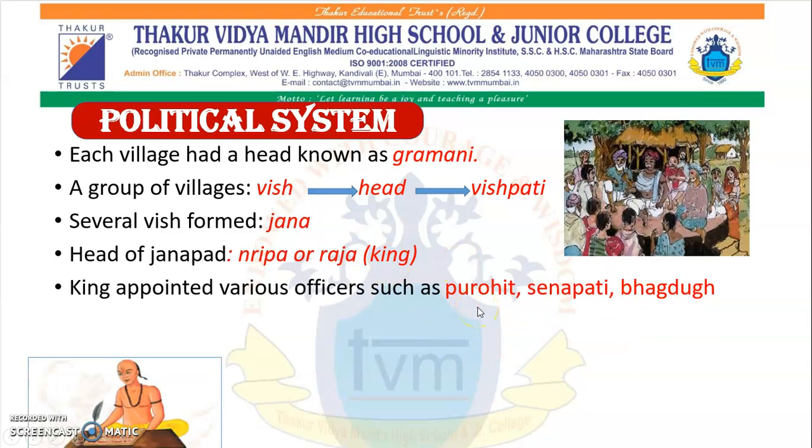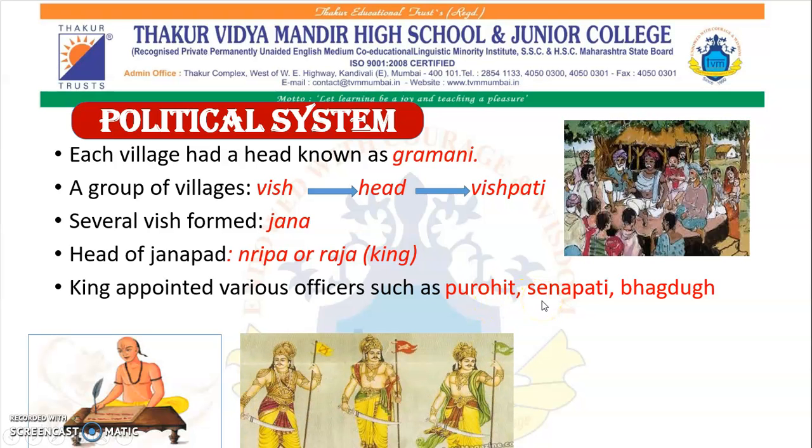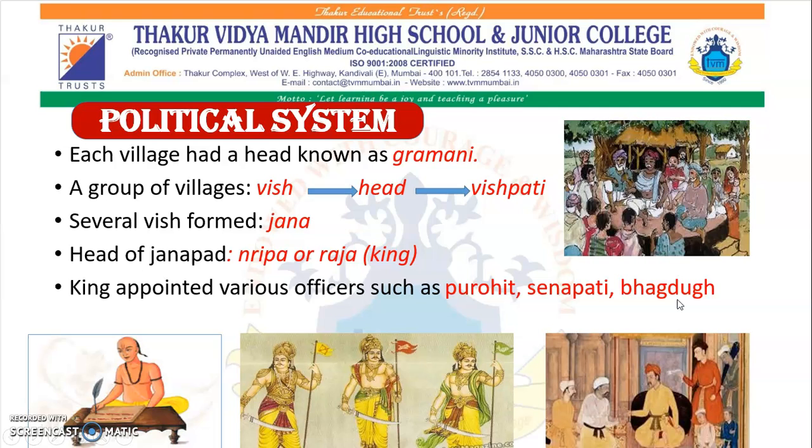Who were those officers? Purohit, Senapati, and Bhagduk. Now, the Purohit, the priest, was there for the religious activities, and the Senapati of the army were the officers. They were of very special importance for the protection of the kingdom. They were appointed, and the Bhagduk. Bhag means share. So this person, Bhagduk, used to collect taxes from the people. The person who collected the king's share of produce of the Jana was called Bhagduk.